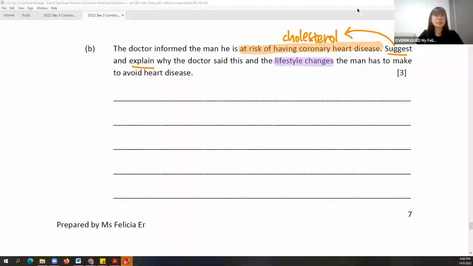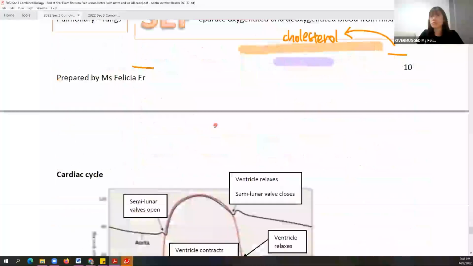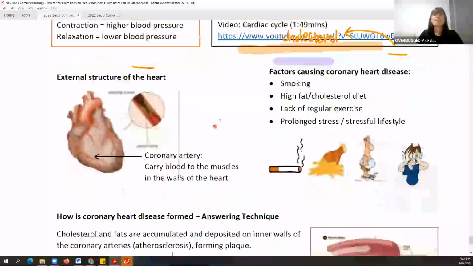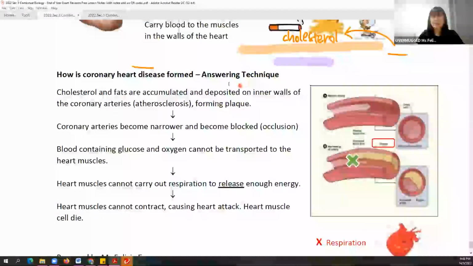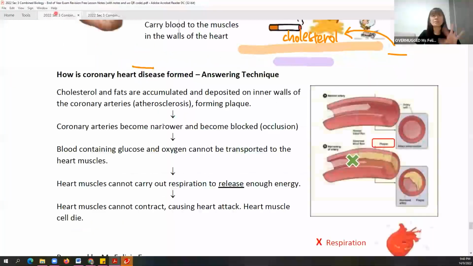So Teresa says page 11. Let's take a look at page 11. Let me scroll. Page 11. Yes, correct. Then you see, answering technique again. So take note, whenever a question asks you to explain, always try to think of answering technique. Because my notes, I always structure it in a way that you can always tackle explanation questions.